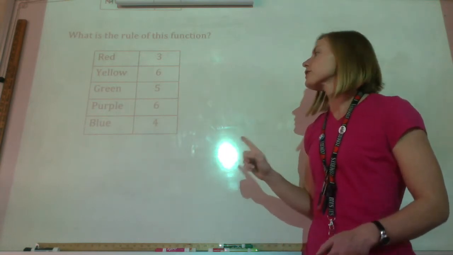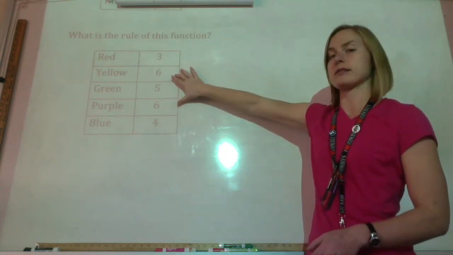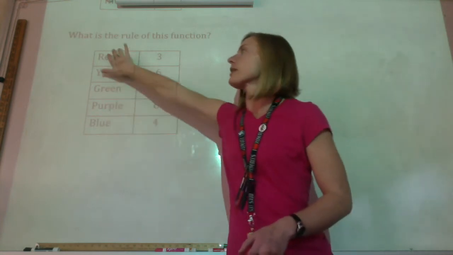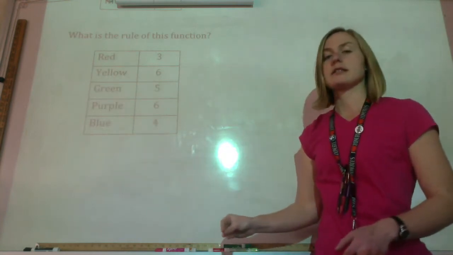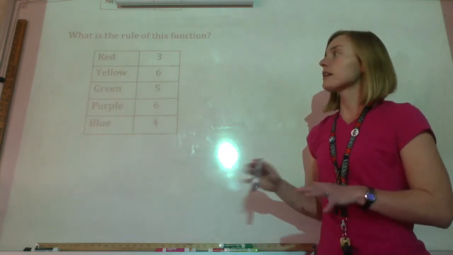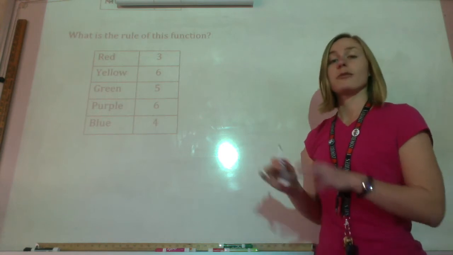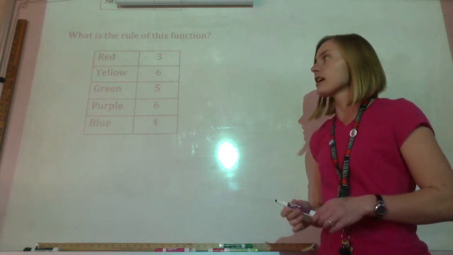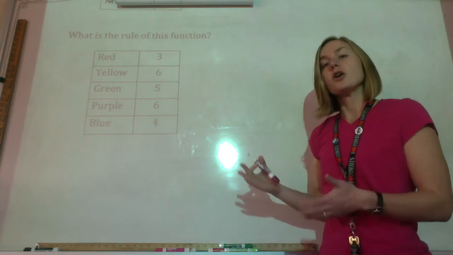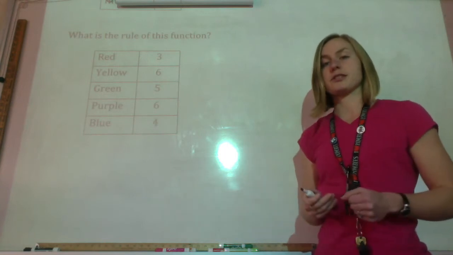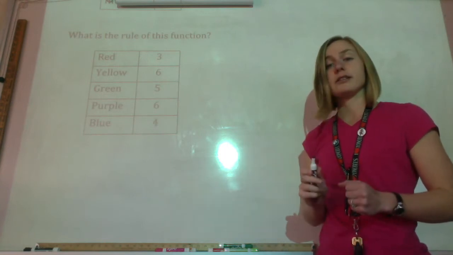Now this is a function even though 6 appears twice. As long as an input doesn't appear twice with two different outputs, it still is a function. I'm not going to give you the answer to this one. I'm hoping that you will try to solve it yourself, and if you're still a little bit confused on what the rule is here, you can ask me during class. So let's move on now to the second page.